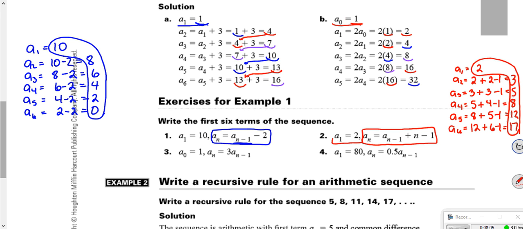Now, number 3. Now we're into geometric recursive sequences. So here they give me, now notice this one starts with A sub 0. Okay, that's fine. It can start with a 0 or a 1. It really doesn't matter.